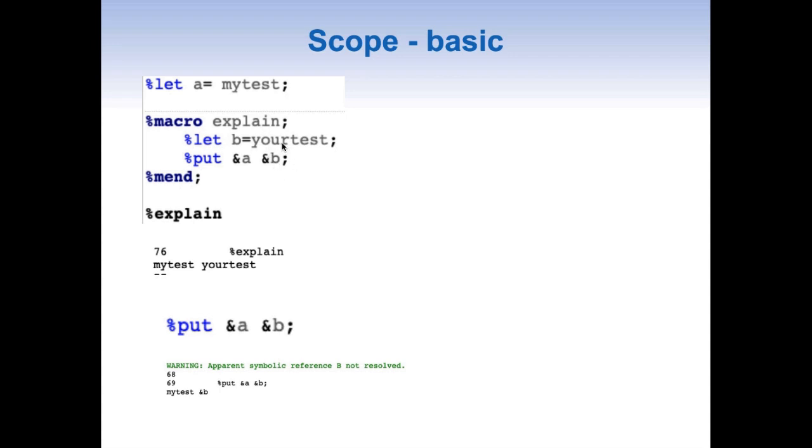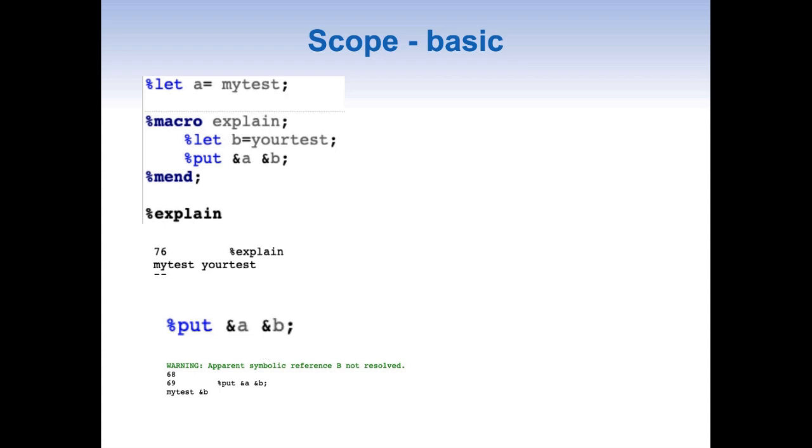This is nothing special. Now let us try to do %put &a and &b outside of the macro, and let's try to run this piece of code. Once we run this, we get one warning. It says that apparent symbolic reference B not resolved, which means the macro variable which we have created in this particular macro is not available outside.